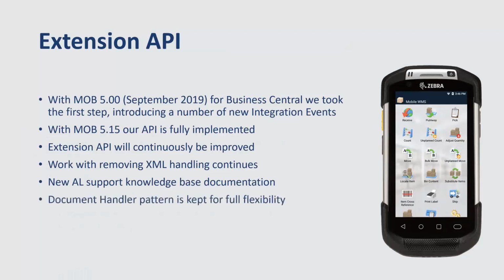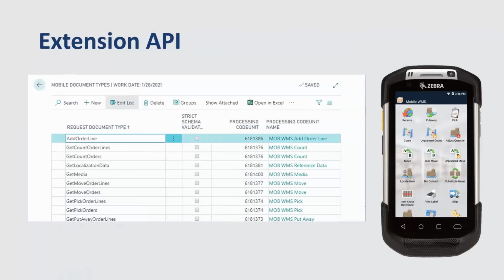The last thing I want to say is that we're keeping the document handler pattern for full flexibility, allowing you to take over specific document types by pointing these to your own code units. So document types are the different XML requests that are sent from the mobile device to the backend in Business Central. And this can be used in situations where no current events are present for the customization you require. Then you can copy a document handler code unit from the Patented extension source code and make the changes directly in the source code until a new integration event is released.